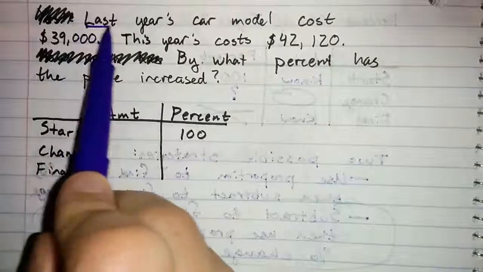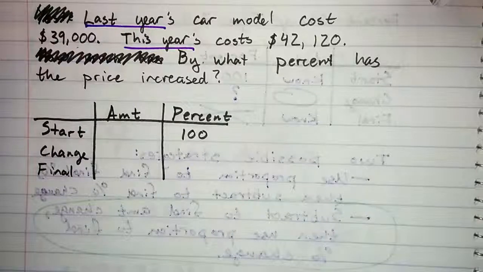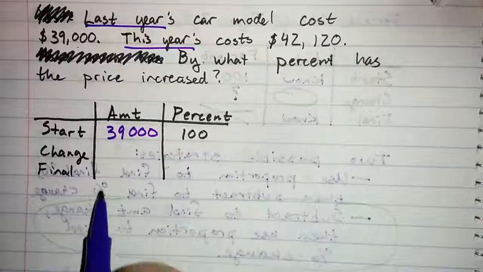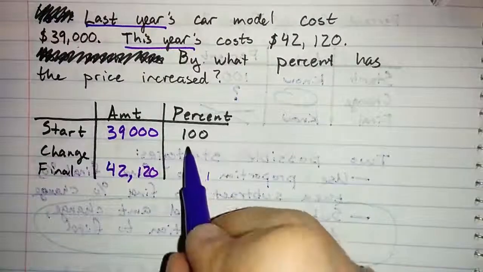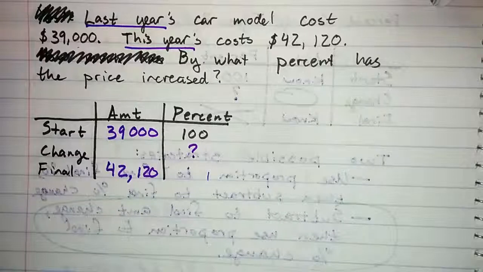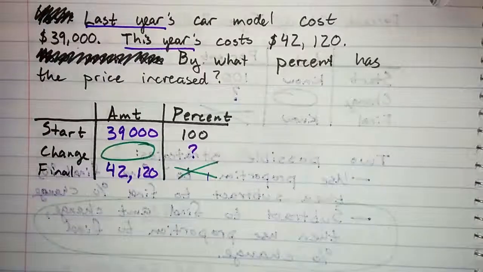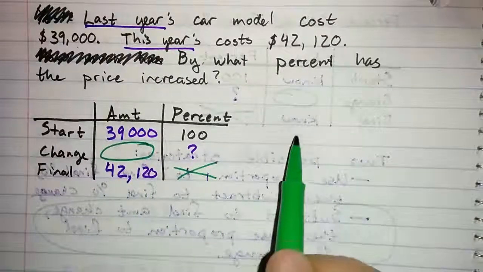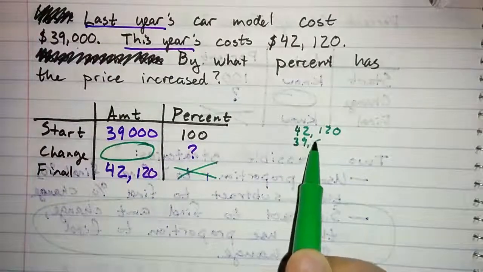Okay, so we're going from last year to this year. So last year's model is where we start from. It cost $39,000. This year's costs $42,120, and we want to know what was the percent increase. We're going to choose to first find the amount change and to ignore the final percent. So in order to do that, we'll need to subtract 42,120 minus 39,000.